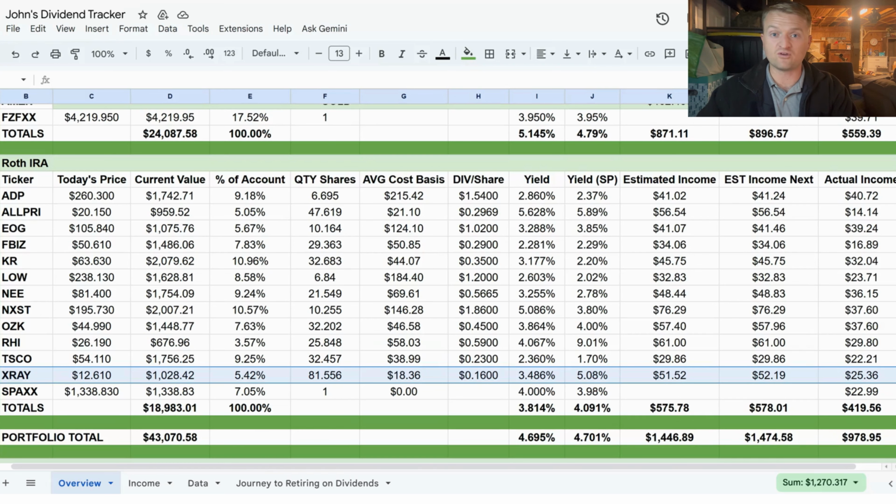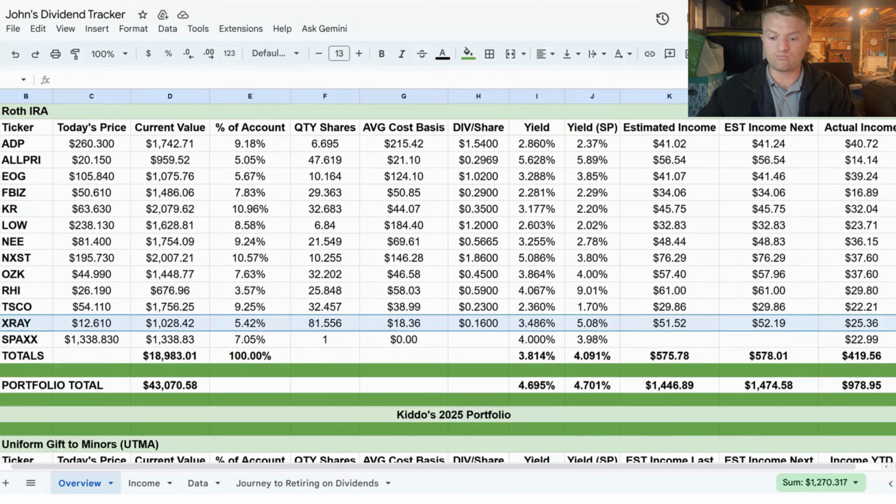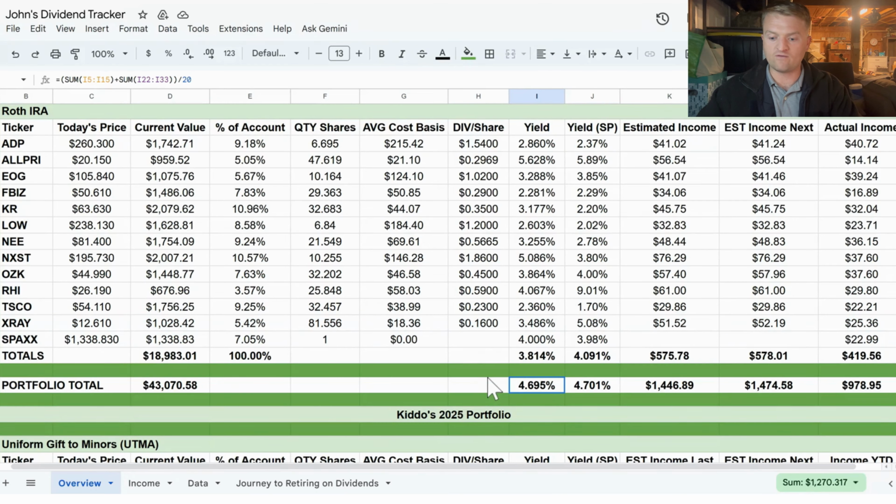And believe it or not, those two stocks are the ones that are keeping my overall yield down. So if we go to my portfolio total yield, I'm at 4.695%, whereas my yield based off of if I bought everything today is 4.7. So I mean, yeah, it's pretty darn close, but I do want that number to be better.